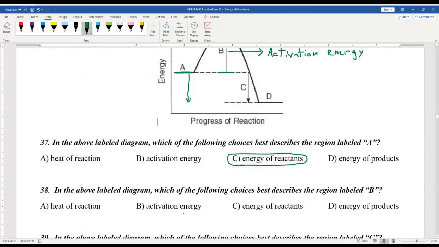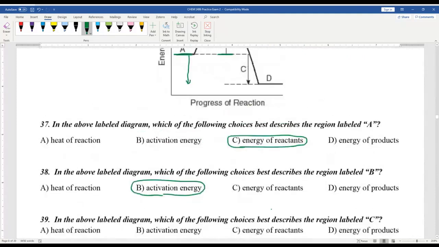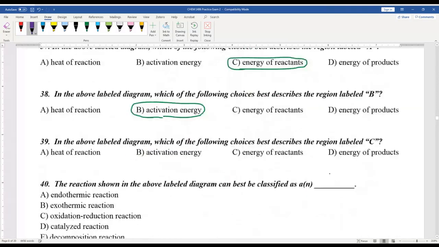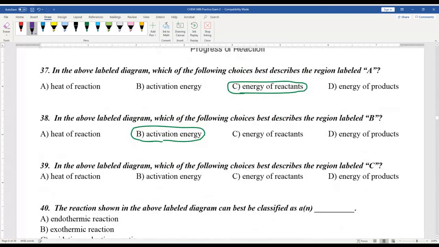So B would definitely be the activation energy. In the above labeled diagram, what is B? It's the activation energy. And then what is C? Well, C is the difference between the reactant energy and the product energy, so that would be your heat of reaction. This is sometimes referred to as the heat of reaction or the enthalpy. In other words, how much heat or energy is gained or lost by the reactant. So this is going to be the heat of reaction, A.